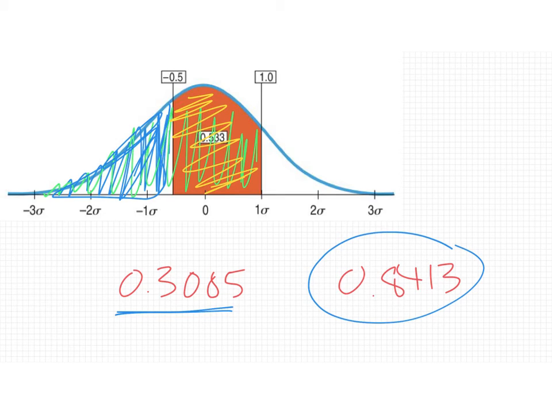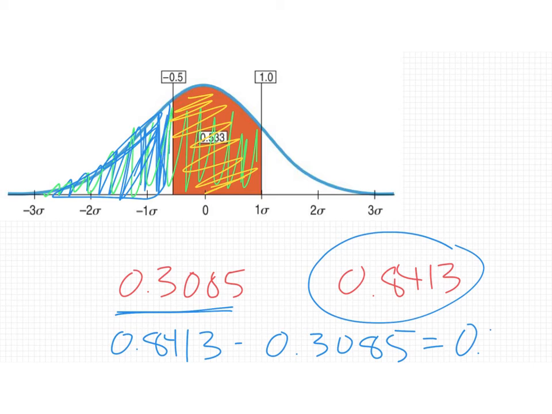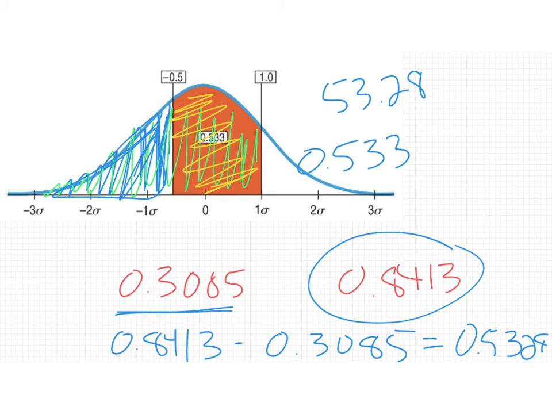All right, so 0.8413 minus 0.3085, and that gives us 0.5328, which when you round becomes 53.28%, or as they had it, still rounded, 0.53. That 8 rounds the 2 up to a 3 as well. And so there you go. That's how you can find it in between two portions.